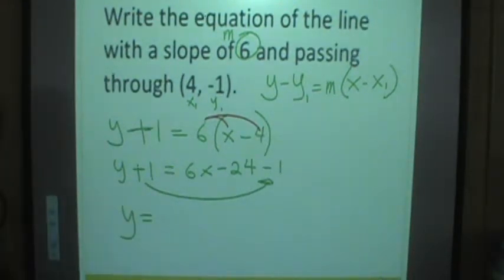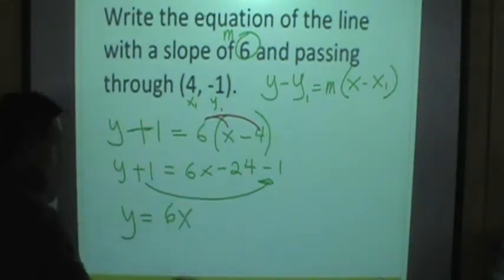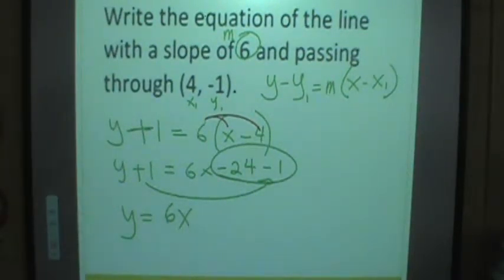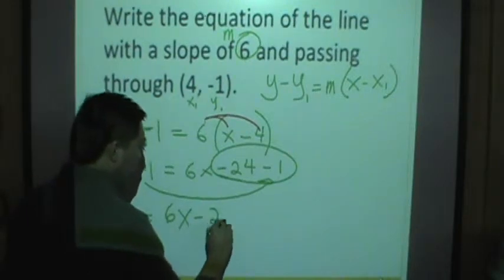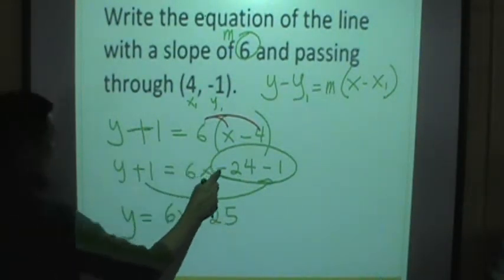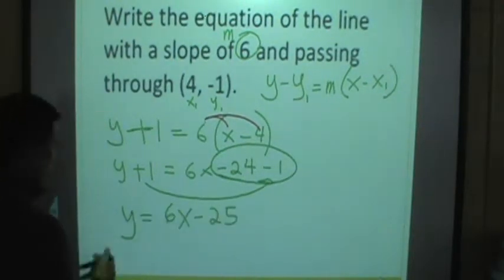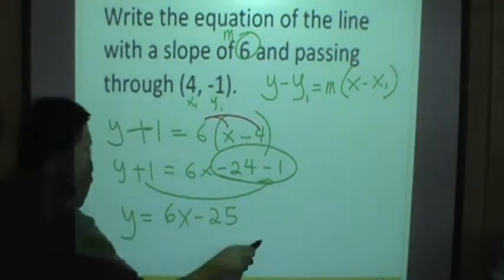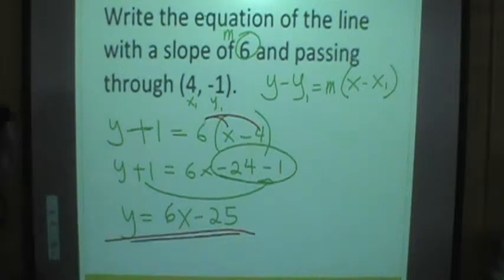y equals 6x. I'm going to write down 6x because I need to combine negative 24 minus 1. Negative 24 minus 1 is negative 25. If you want to double check that, use your calculator, type in negative 24 minus 1, and then here we go. This is the final answer.